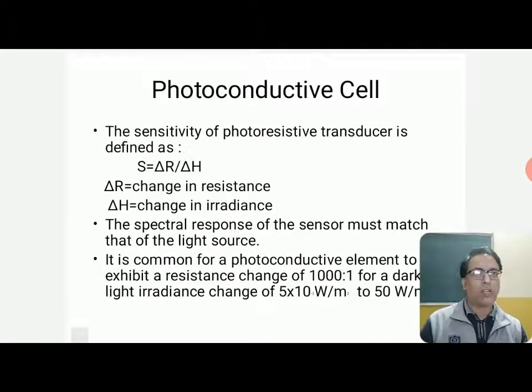Now, the sensitivity of the photoresistive transducer is given by S equal to delta R by delta H. Delta R is the change in resistance, and delta H is the change in irradiance. The ratio of these gives you the sensitivity of the photoresistive transducer, or you can say the photoconductive transducer. The spectral response of the sensor must match that of the light source. Whatever spectral response you want to measure, that should be totally responsive with the light source.